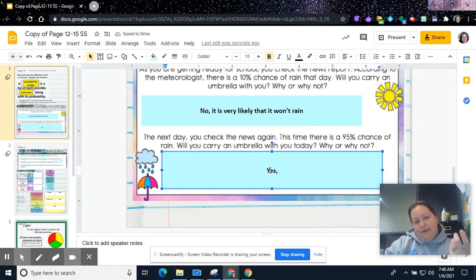Some of us won't because we don't carry umbrellas. I don't carry umbrellas. I'd rather just get wet than have to worry about having an umbrella and then what to do with it when you get inside. But some people like umbrellas, and so yeah, they would carry umbrellas. It is very likely to rain today or that day.